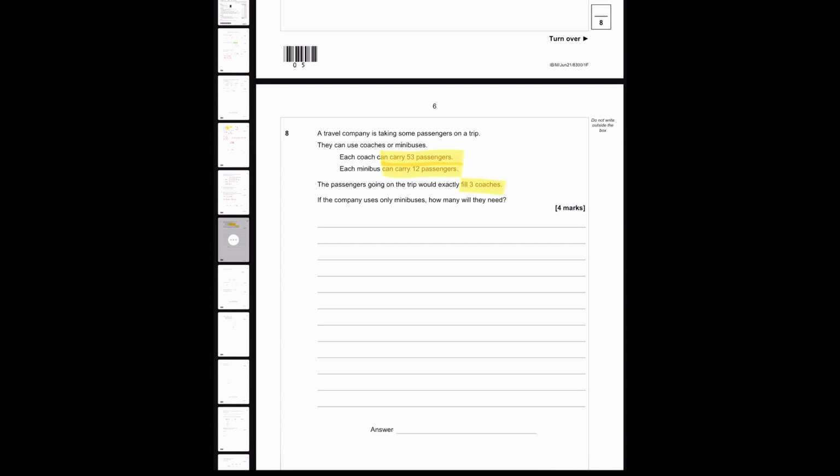There's a lot of information going on here, so let's highlight what is important first. We need to know how many people a coach and minibus can hold. We also need to know that the passengers fill exactly 3 coaches. We are being asked how many minibuses will be needed to carry all the passengers, which means we need to know how many passengers we have in the first place. We haven't been told this information, but we can work it out since we know how many coaches they fill and how many people go on each coach. To work out the total, we need to multiply the number of coaches by the number of passengers they can hold.